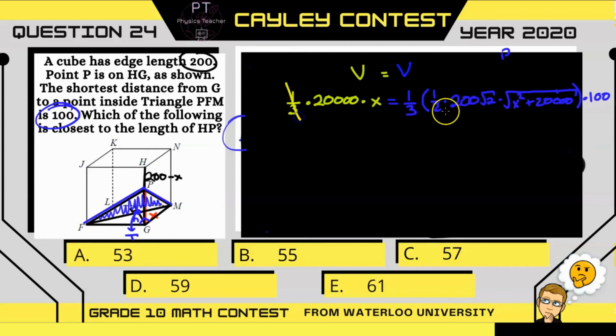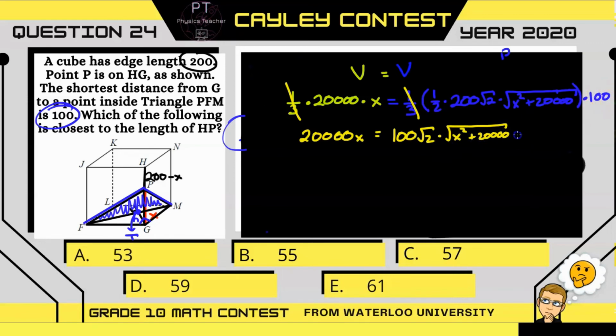So we can first cancel 1/3 on both sides of the equation. So on the left side we'll have 20,000x. And on the right side we're left with 1/2 times 200, which is just 100, root 2, times the square root of x squared plus 20,000. And then we have times 100 on the end. So I can divide both sides by, here we have 100 and 100 again, which is 10,000. So when I divide both sides by 10,000, we're going to get 2x is equal to root 2 times the square root of x squared plus 20,000.